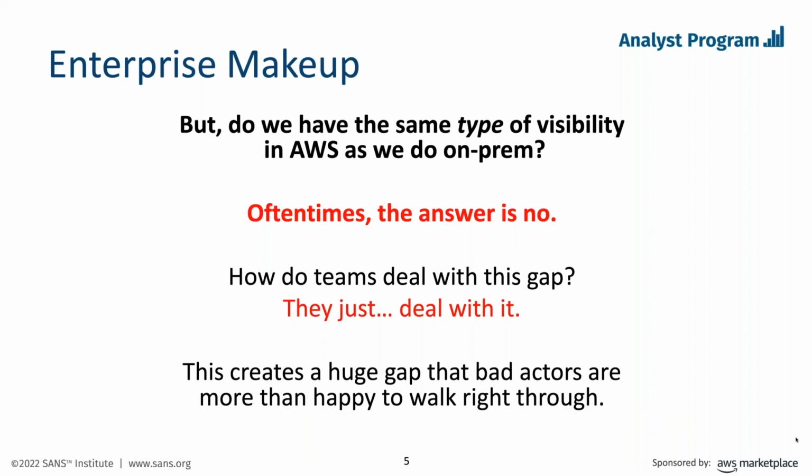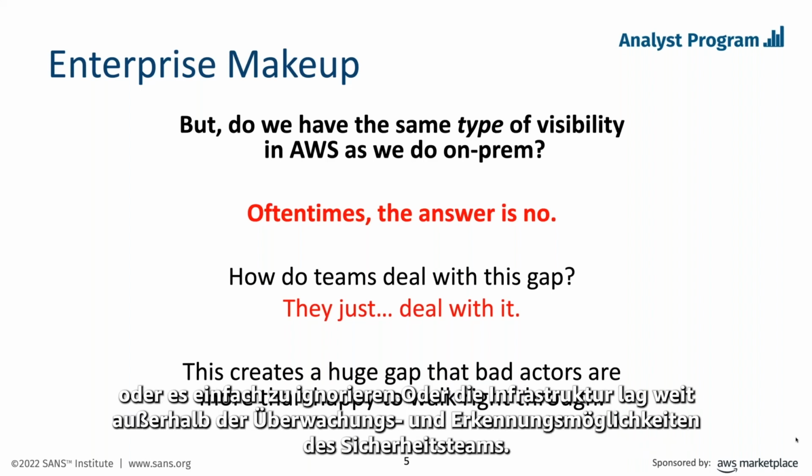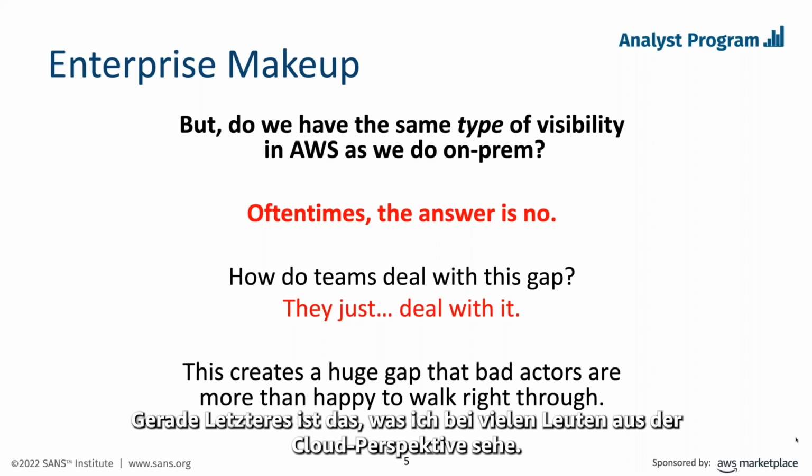And we see this time and time and time again. Data breaches, intrusions, incidents happening because of something the organization knew about and either decided not to mitigate, they chose to just ignore it, or the infrastructure was way outside of the security team's monitoring and detection capabilities. And that latter one, that's the one where I see a lot of folks going wrong from a cloud perspective.